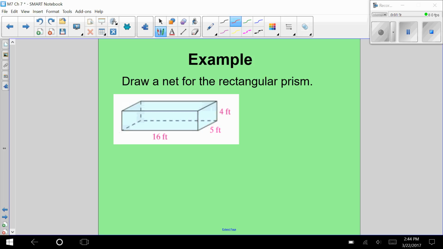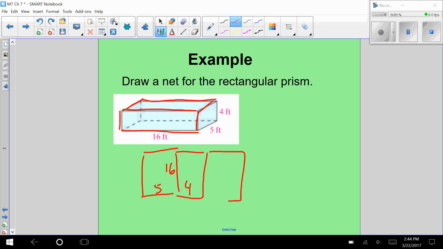All right, as I said, there are multiple ways you can do this. One way is to start with this top part. That's where I started. That is 16 by 5. So I label it 16 and 5. And then let's look at this piece here. That was 16 again by 4. And then the bottom is 16 by 5 again. And the back would be a 16 by 4. Now I left out this side, which is 5 by 4.